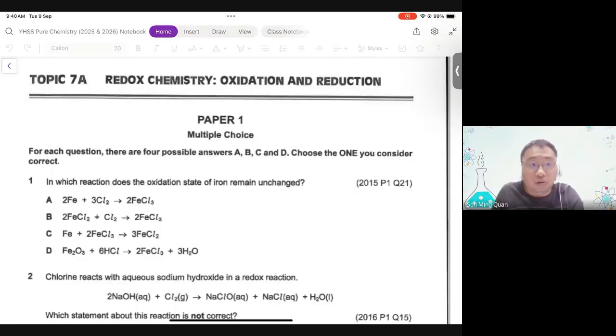Okay, so now let's go to redox. That's topic 7a. All right. So we are going to start with question 1, which is on the screen right now. You should have done it, but if you have not done it, start thinking about it.